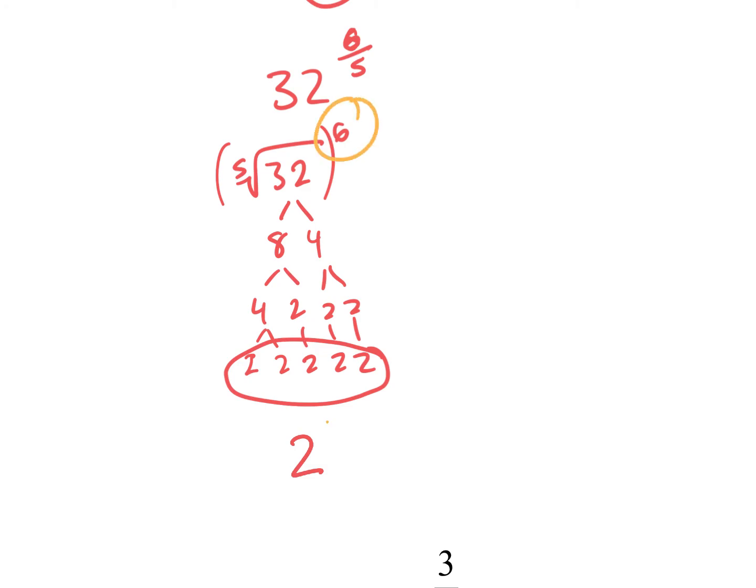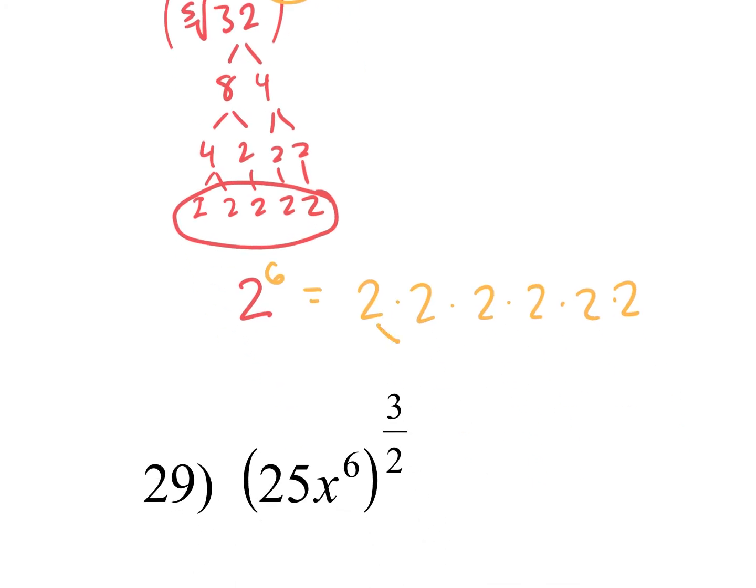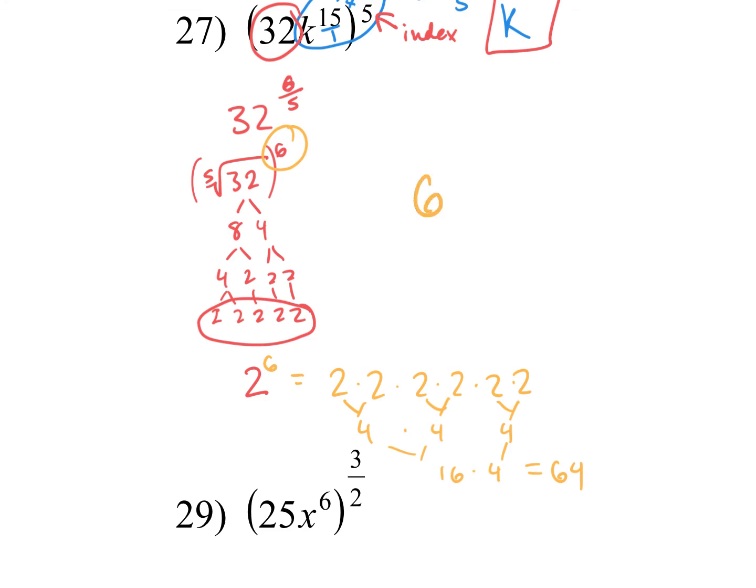The exponent. So this is 2 to the 6th power, which is like saying 2 times 2 times 2 times 2 times 2 times 2. So we can do this one step at a time. 2 times 2 is 4. 2 times 2 is 4. And 2 times 2 is 4. What's 4 times 4? 16. And 16 times 4? 64. So this would be 64k to the 18th power.